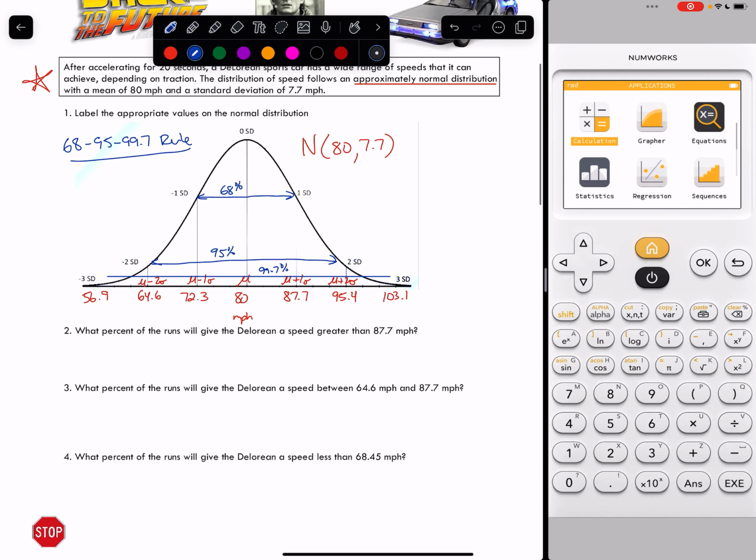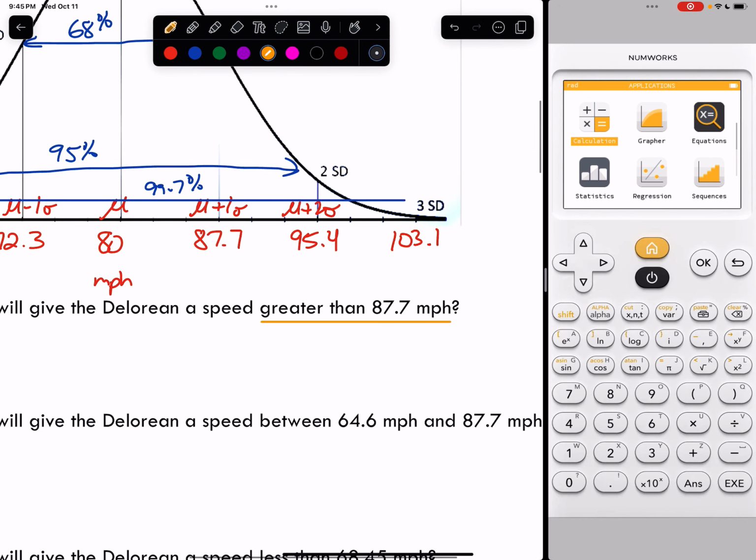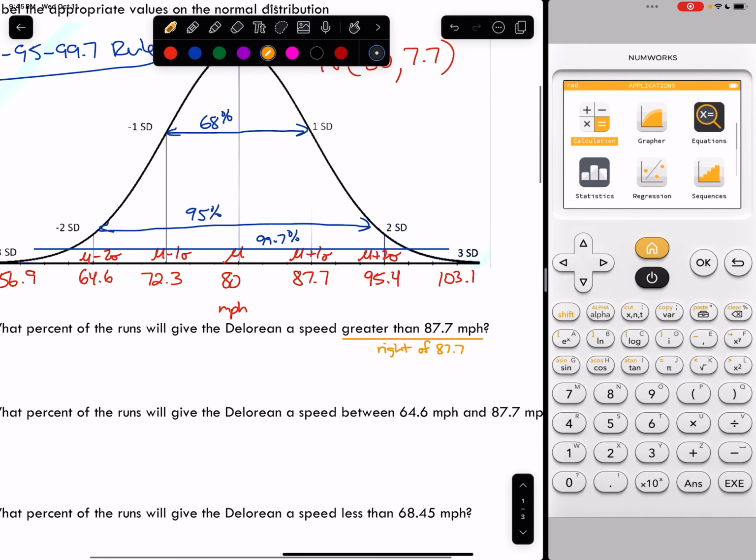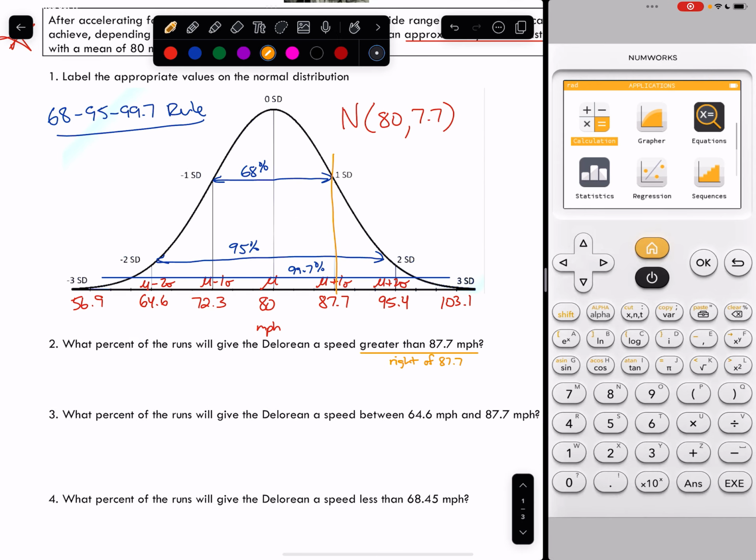And so we're going to go through this, and these first two, we're going to try to use that empirical rule to solve. So questions 2 and 3, we're going to try to use the empirical rule. So question 2 says, what percent of the runs will give the DeLorean a speed greater than 87.7? So again, because it says greater than, that means to the right of 87.7. So we're going to find 87.7, which is right here at that 1 standard deviation mark. So I want everything to the right of that. All right, I want all of this in here.